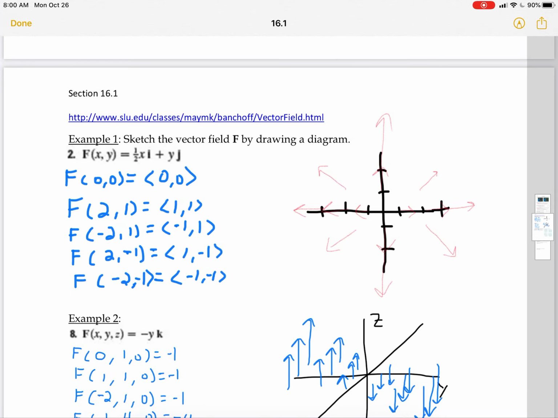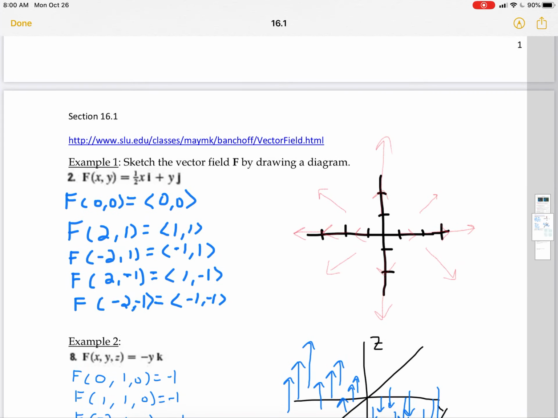Alright, welcome to page 2. What I had to do was I went ahead and did this all by hand on my iPad and decided just to draw everything with my fingers. And because it took a little while, I decided not to record and just go over the answers. So to sketch the vector field by drawing a diagram.